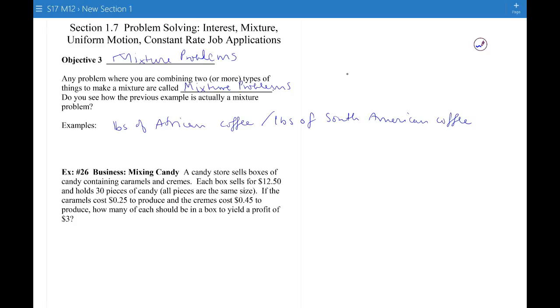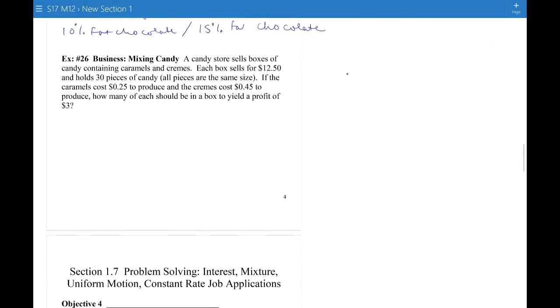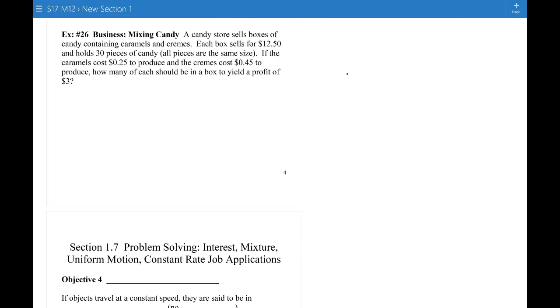It could even be 10% fat chocolate with 15% fat chocolate. So anything where you're mixing things together. So again, we'll look at this problem together so that we can work on all the steps of solving a word problem. And I would practice these, because I don't pull rabbits out of my hat and give you strange problems. I give you problems like ones you've seen before.